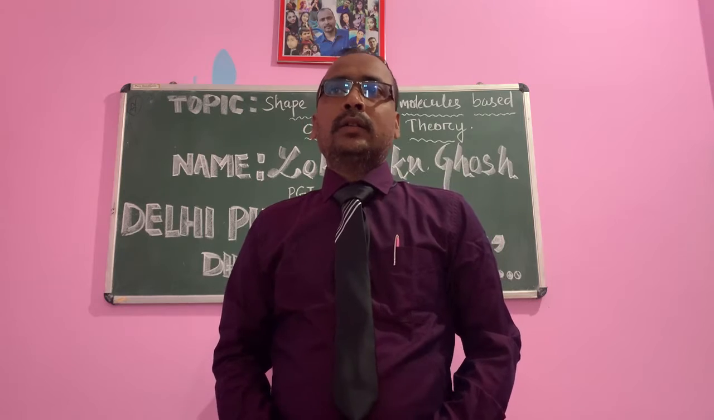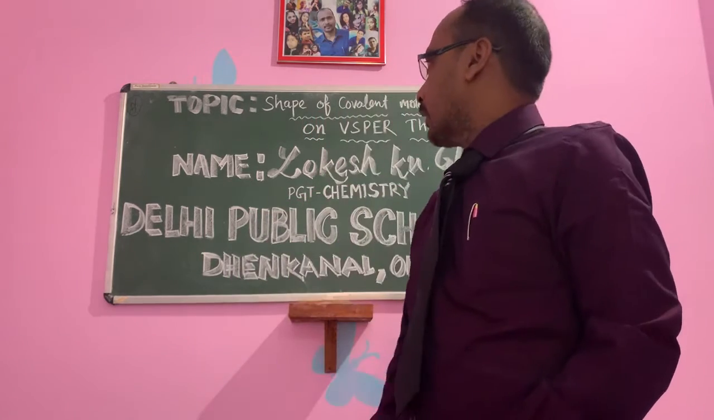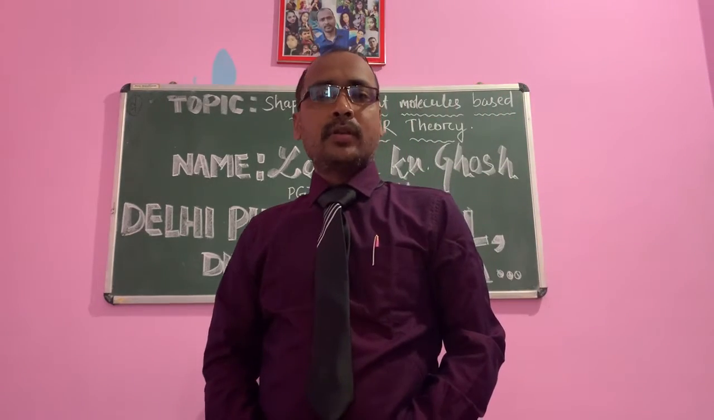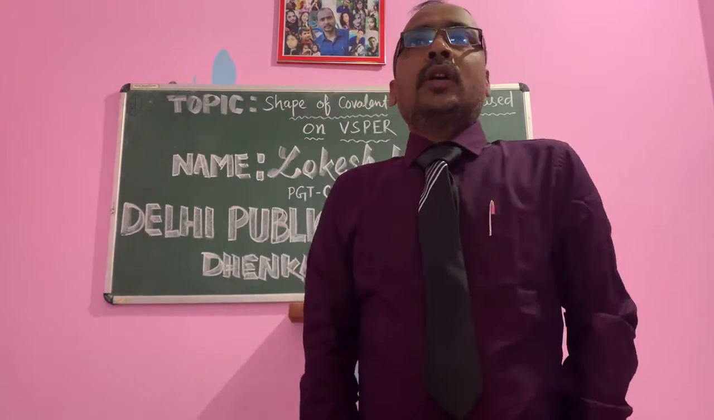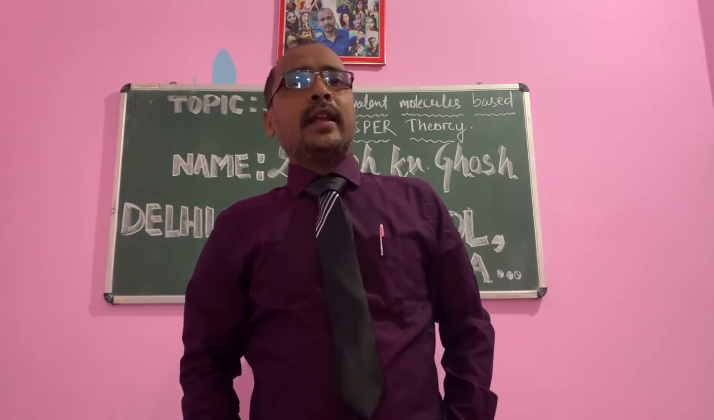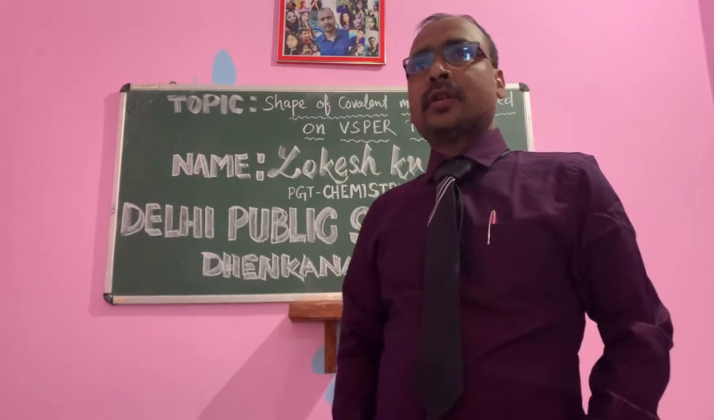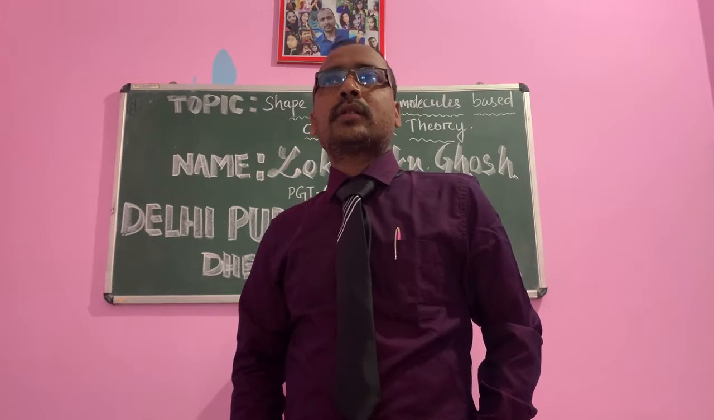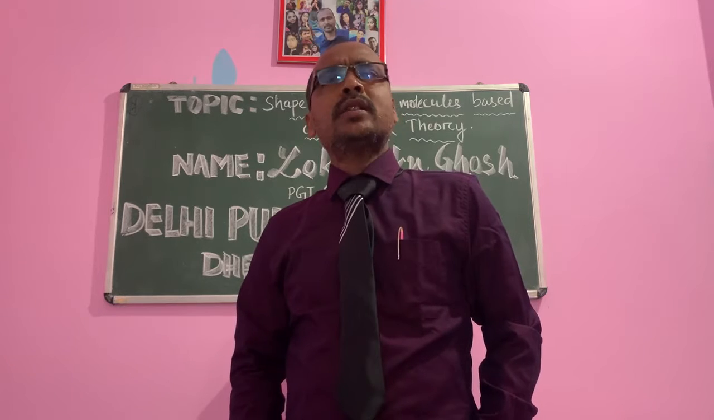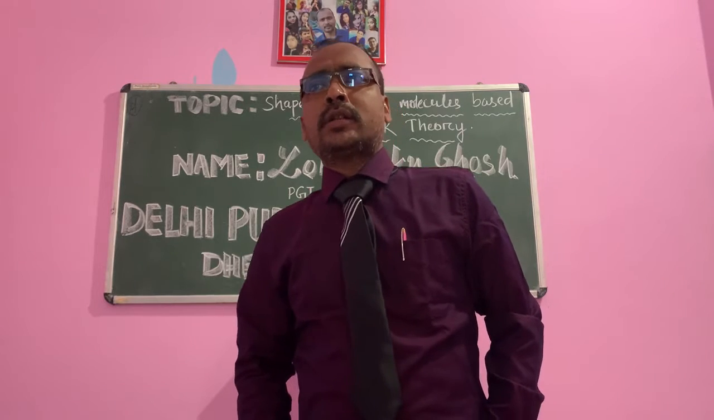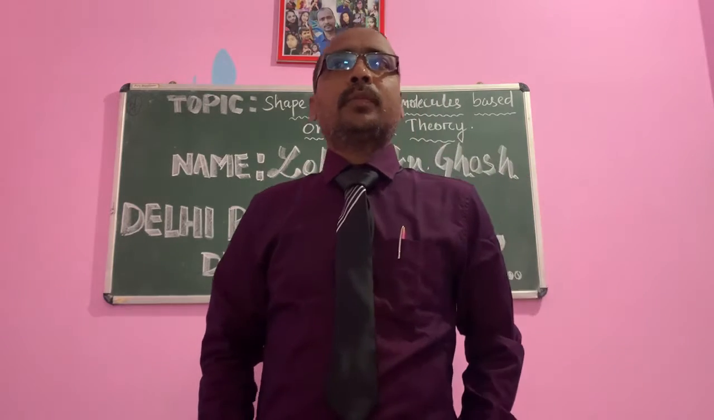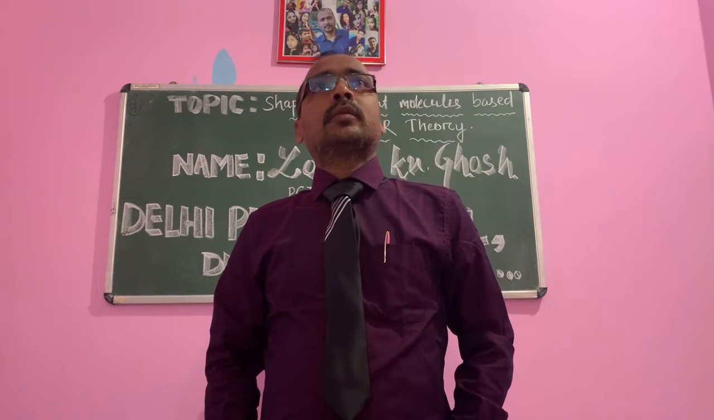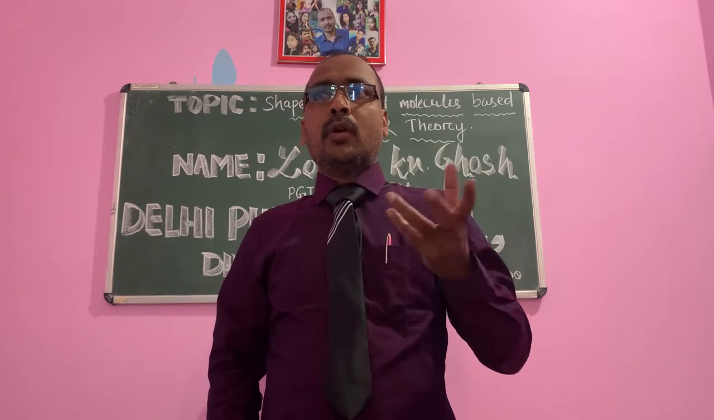So I will discuss a chemistry topic, that is the shape of covalent molecules based on VSEPR theory. VSEPR theory: valence shell electron pair repulsion theory. This is one theory by which we can determine the geometry of covalent molecules. You know that covalent molecules form due to the sharing of electrons. So in covalent molecules, the geometry is due to the bond angles.